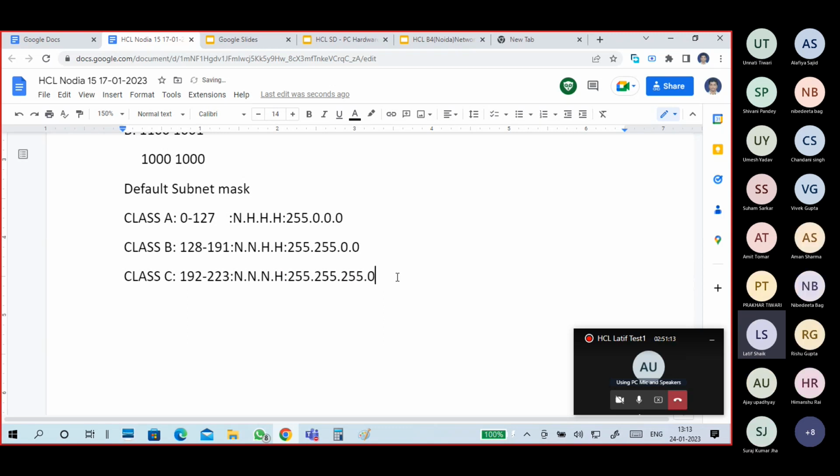Number of hosts per network is 2 to the power of host bits, minus 2. How many hosts are there? One host means 8 bits, only 8 bits, minus 2. So 254. Number of hosts means how many systems we can connect. One IP address, one system. In one network we can connect 254 devices.